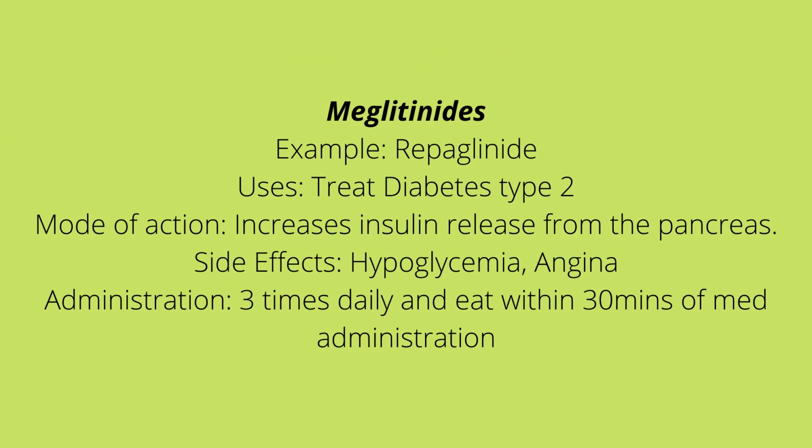Meglitinides. Repaglinide is an example. It's used for type 2 diabetes to also bring the sugar down. Mode of action: it increases insulin release from the pancreas. Side effects: hypoglycemia and angina. This medication is taken 3 times a day with meals, 30 minutes before the meal.